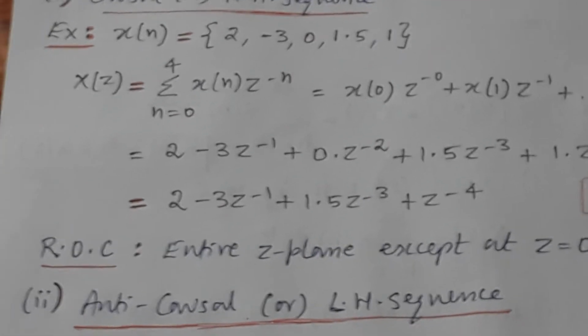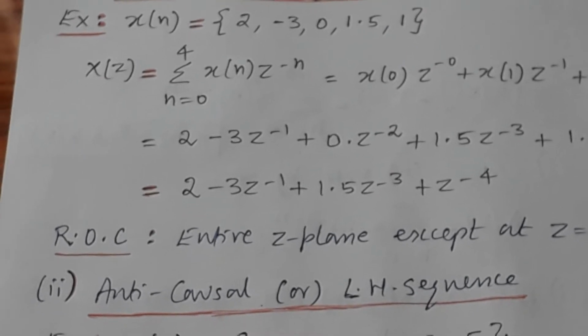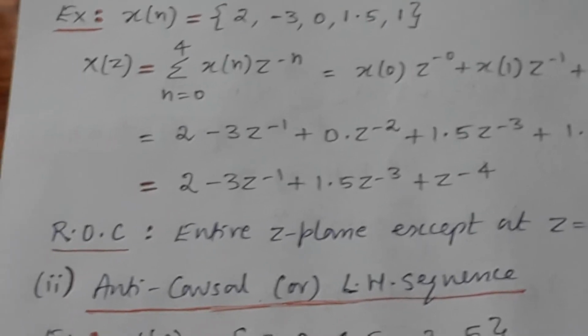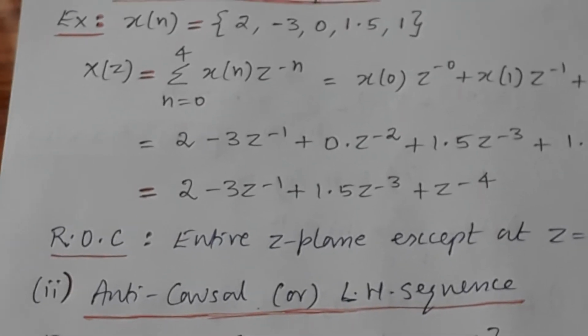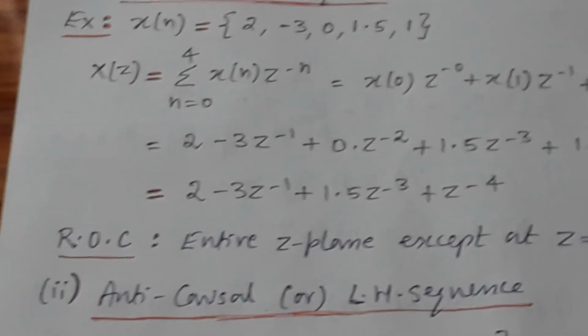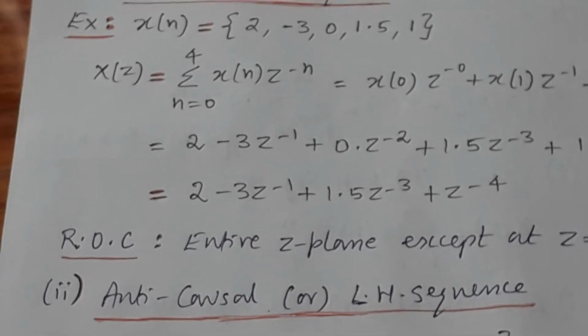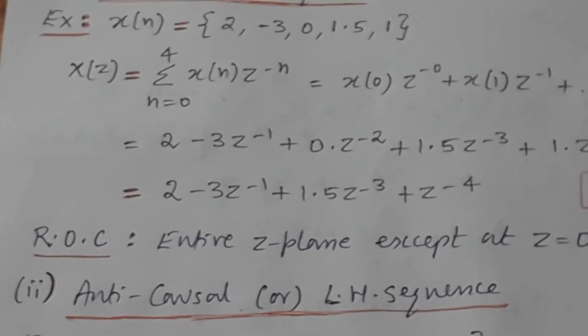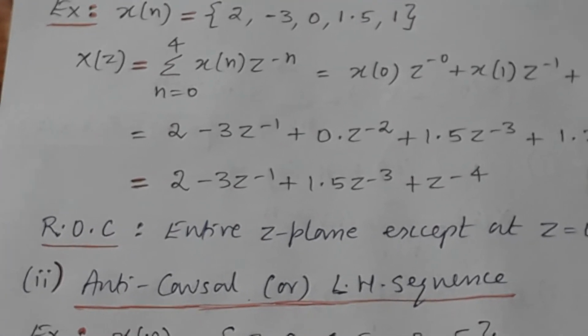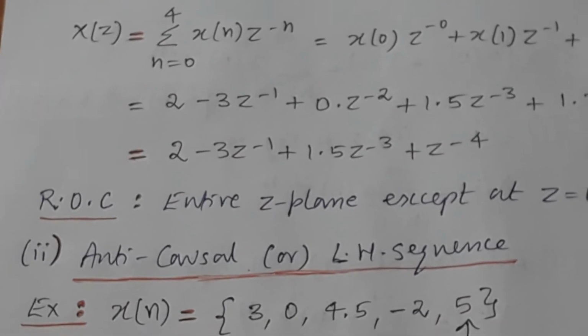Z inverse, z power minus 3, means what? It is 1 by z. 1 by z, when will it become infinity? When the denominator equals 0. So the denominator should not be equal to 0. That means except at z equal to 0, the entire value of X of z will be finite.